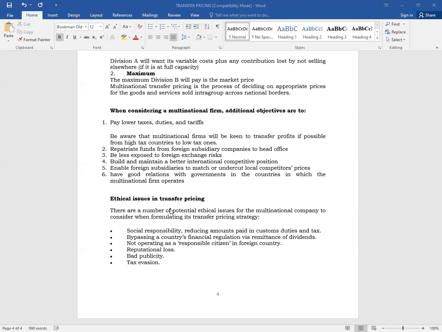Number three, not operating as a responsible citizen in a foreign country. Of course, you are running away from things here. Then we have reputational loss. If your name gets into the media that you are hiding from taxes, automatically there will be reputational loss, which is the same as bad publicity. And of course, the biggest unethical practice, ladies and gentlemen, in terms of transfer pricing is tax evasion. Tax evasion is criminal.